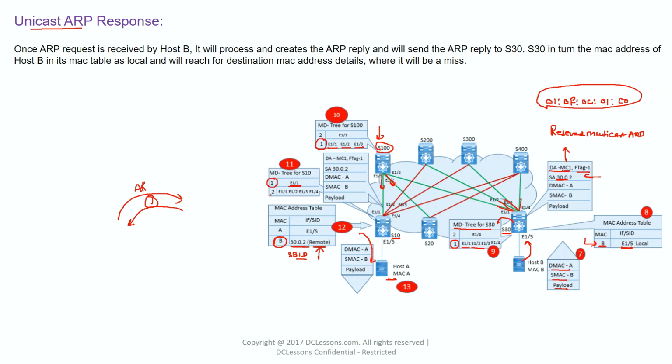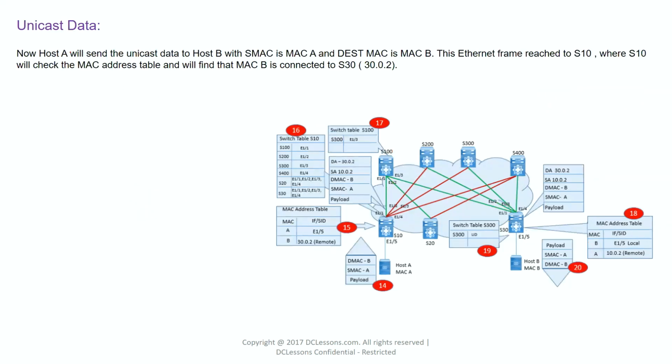So this is how the unknown unicast ARP response progresses. Now let's see how unicast data is completed. Now host A has the MAC address of host B. It will create an Ethernet frame and send it here. Switch 10 will check its MAC address table. It will see that B is connected on 30.0.2, which is switch ID 30.